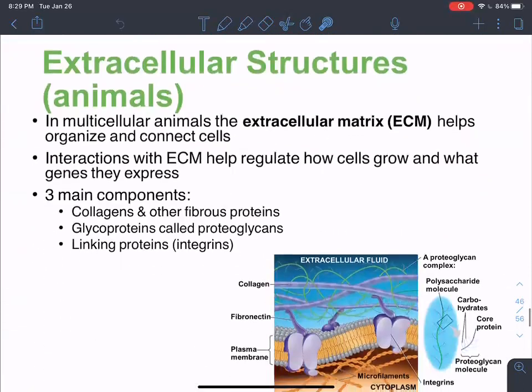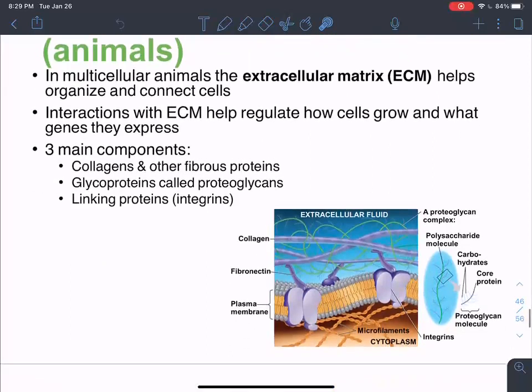All right, so extracellular structures are also important within the extracellular matrix. And these are going to help organize and connect cells together. And so there are three main components of the extracellular matrix. They're going to be collagens and other fibrous proteins. You're going to have glycoproteins called proteoglycans. And then you're going to have these linking proteins called integrins.